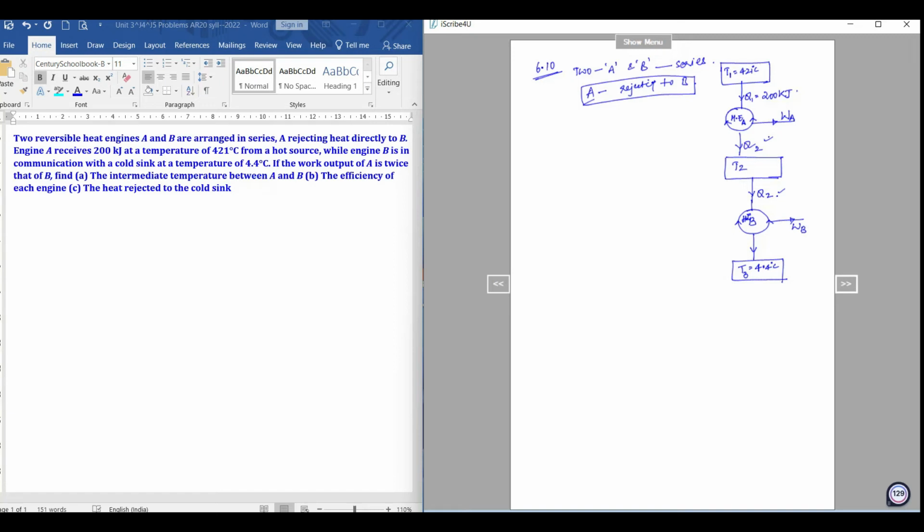So what is asked here? If the work output of A is twice that of B, find the intermediate temperature between A and B, the efficiency of each engine, and heat rejected by the cold sinks.